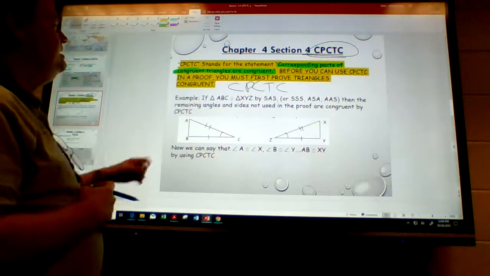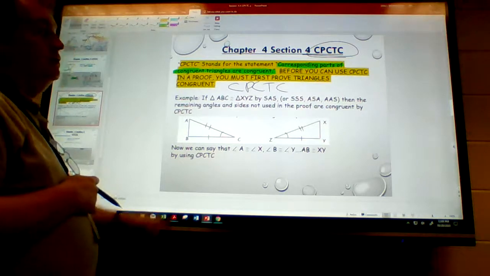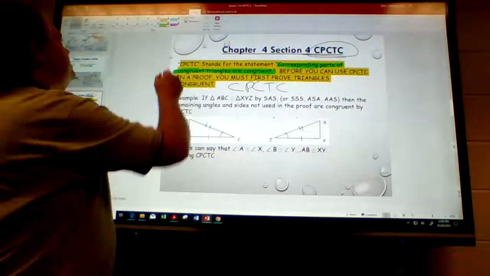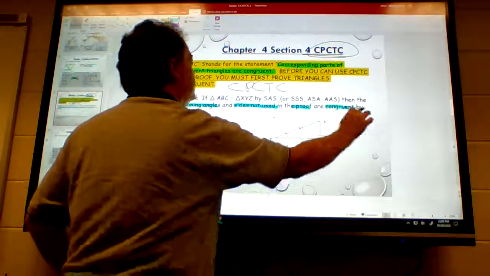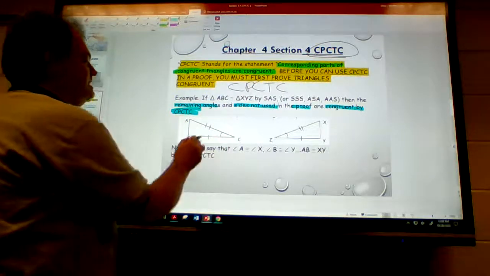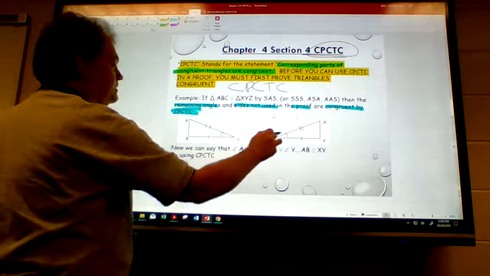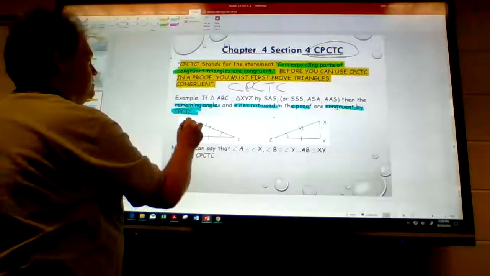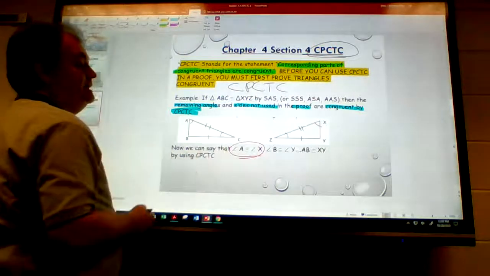So let's look at this example down here. If triangle ABC is congruent to triangle XYZ by side angle side, or any other of the postulates and theorems, then the remaining angles and sides not used in the proof are congruent by CPCTC. So here's what it's stating. We said that these 2 sides are congruent, these 2 sides are congruent, and these 2 angles are congruent. But what we don't see is this, angle A. Angle A is congruent to angle X, that is.